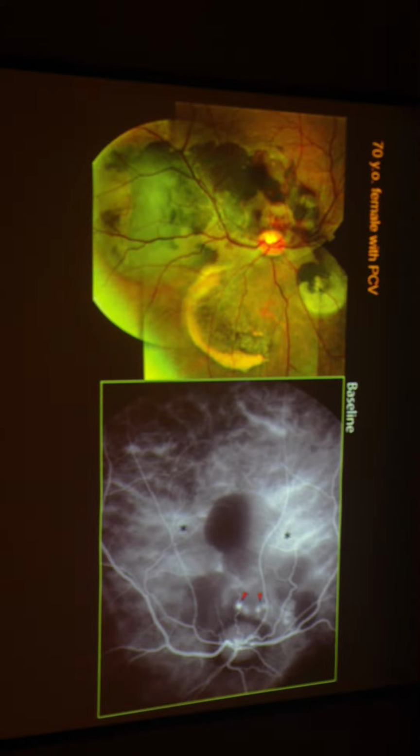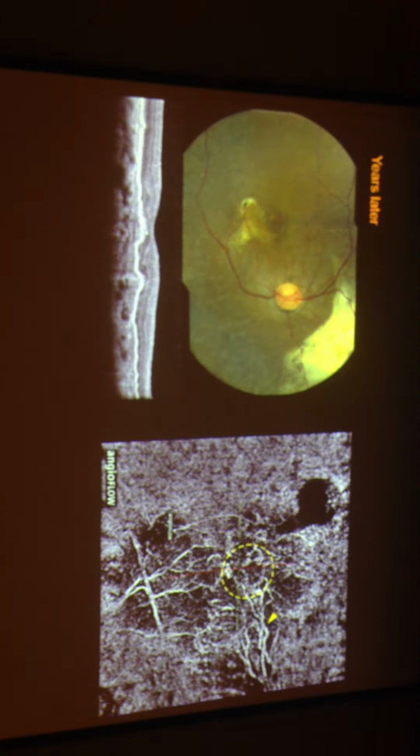This is another patient with a PCV. At the baseline, when she first presented, she had a massive retinal hemorrhage. And you can see the areas of the polyps clearly on the ICG. When you follow up this patient, of course, she develops subretinal fibrosis after the hemorrhage has cleared years later. But when you do the OCT A, you can still see the area of the polypoidal lesion and the large feeding vessels towards the polypoidal lesion.